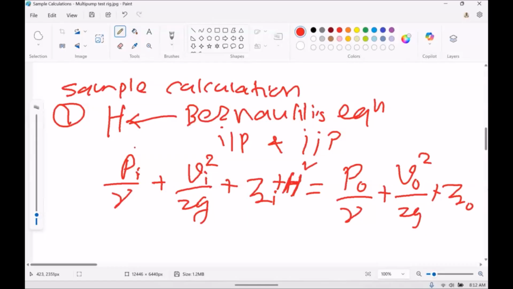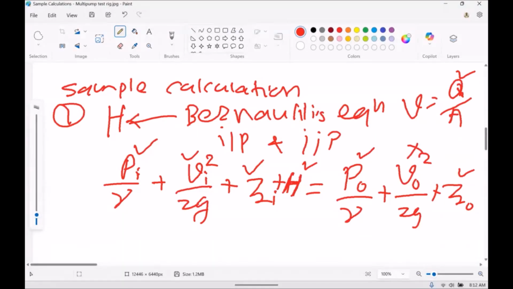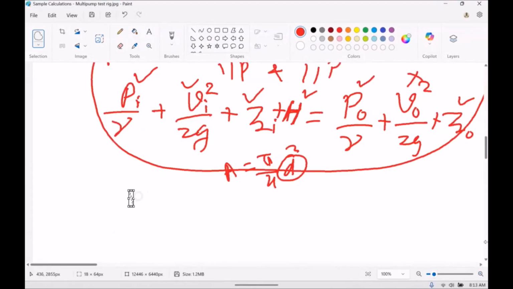In our experiment, we measured pressure. We need to find velocity. Z is given to you. Pressure we measured. Now we need to find velocity. Velocity is nothing but Q by area. Here we have Q, and we need to find the area. Area is equal to pi by 4 d square. Here we have the inlet diameter and outlet diameter. By knowing this, we can calculate H.